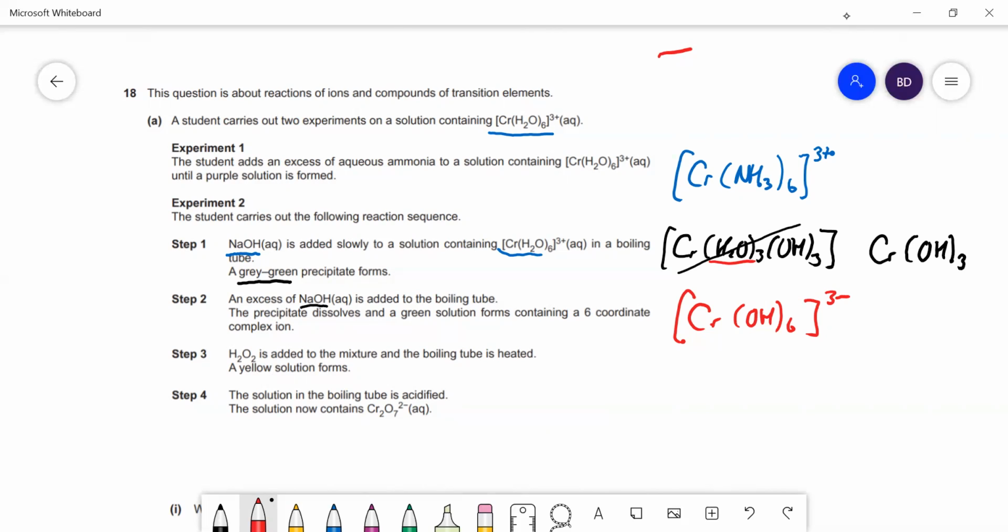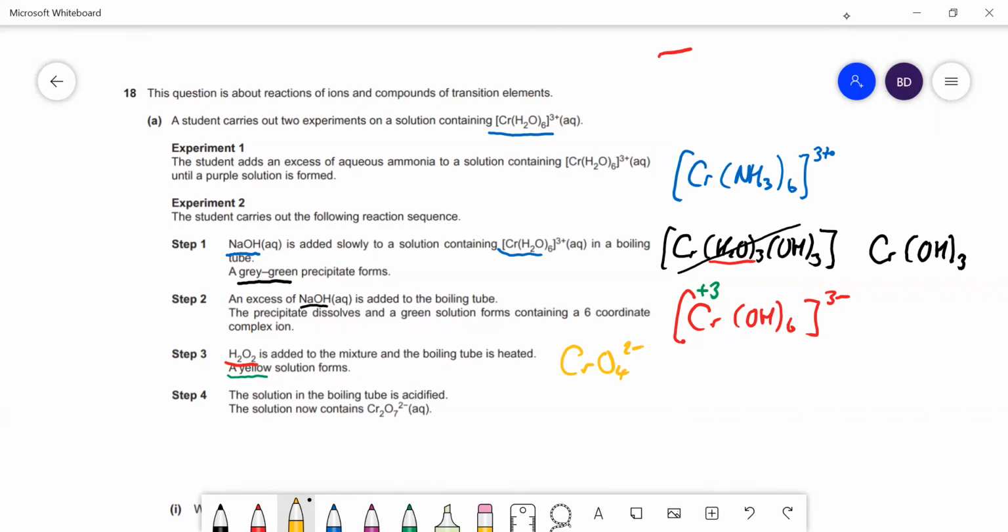Step 3, if you add hydrogen peroxide to that, it's an oxidizing agent. The oxidation number of chromium there is +3, and you're going to oxidize it up to +6, and you need to know that. And what is the yellow ion formed? Well, the yellow ion formed is the chromate(VI) ion, CrO4 2 minus. That's yellow.